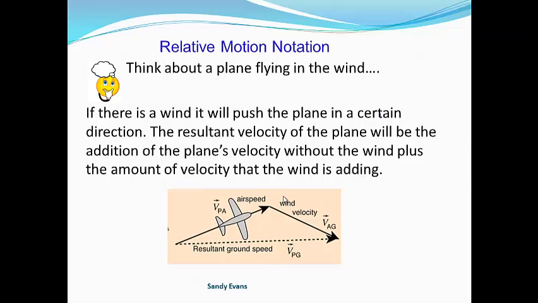So think about a plane flying in the wind. I've put in a picture down there, and you can see, if the plane heads out in a certain direction, the wind is going to blow it, and it might end up going in a different direction than it headed out in. So the resultant velocity of the plane is going to be the addition of the plane's velocity without the wind plus the amount of velocity that the wind is adding.